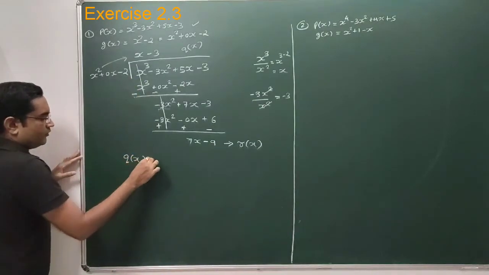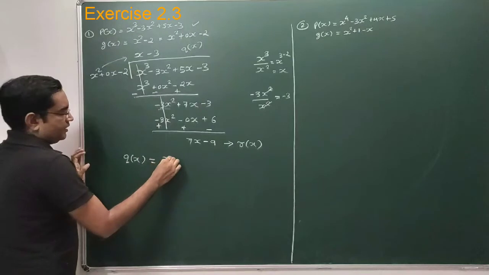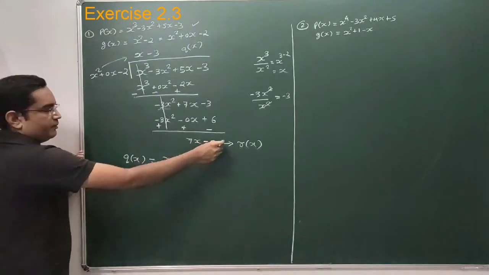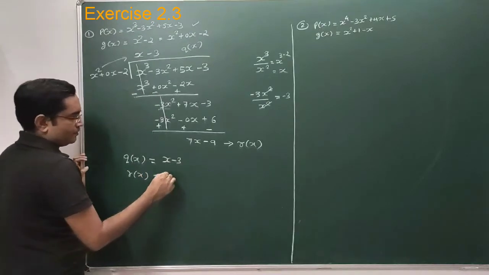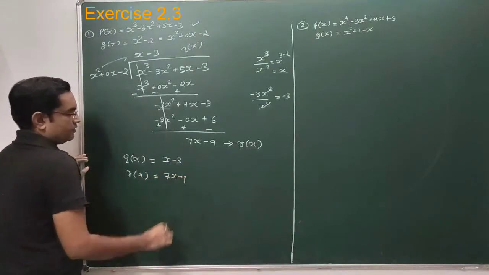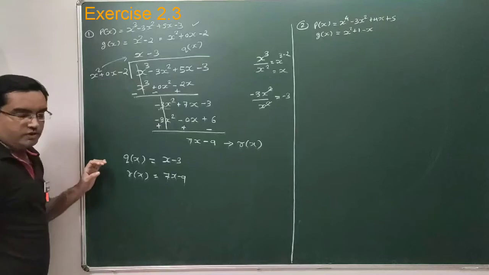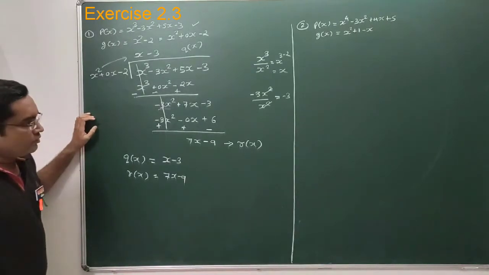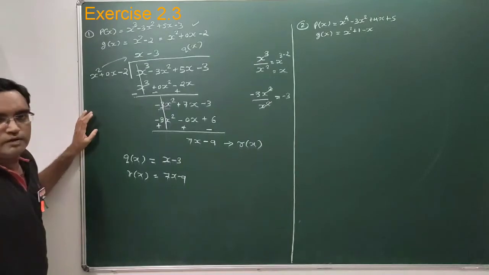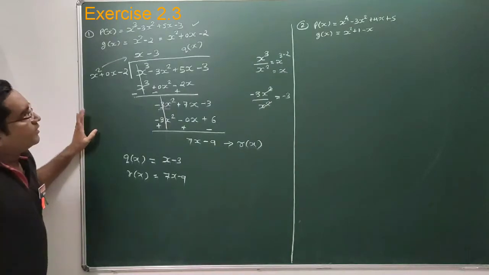Quotient polynomial is q of x, and that is x minus 3, and our remainder polynomial r of x is equal to 7x minus 9. This is your answer of question number 1. Clear, students? So this is how we can solve this question number 1.